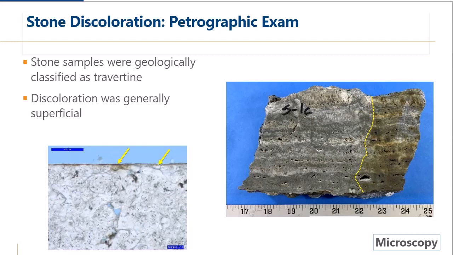Results of the petrographic studies showed that discoloration was superficial and not present at greater depths than 0.1 millimeter from the exposed surfaces of the stone when analyzing laboratory-prepared cross-sectional surfaces. The photo to the left is a thin section image showing the cross-section of a travertine sample in a region of discoloration with the outside surface facing upward. The yellow arrows point to discoloration observed along the exposed surface at depth in the sample, which was only superficial.